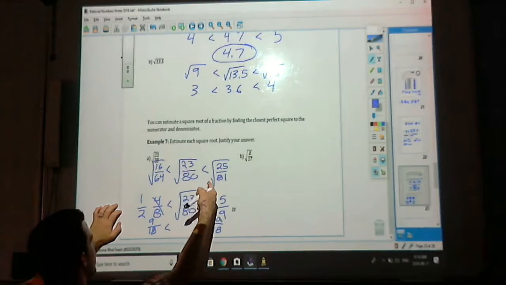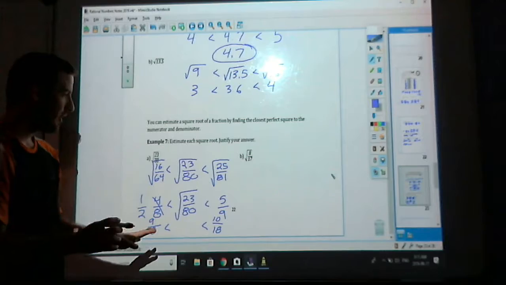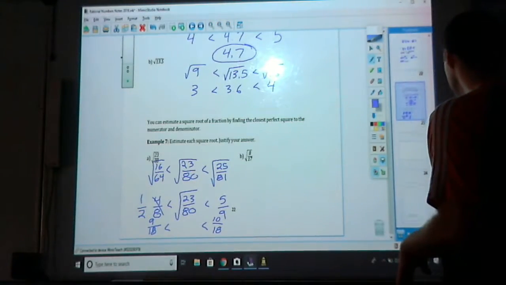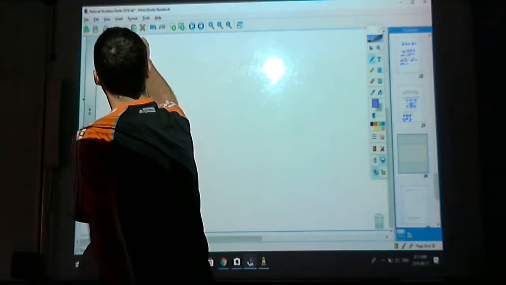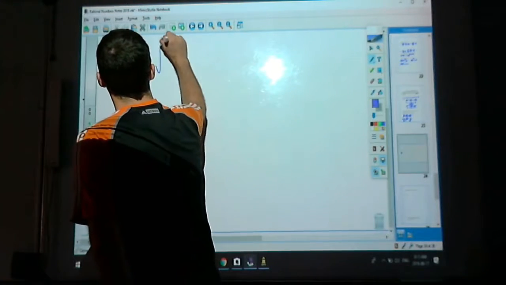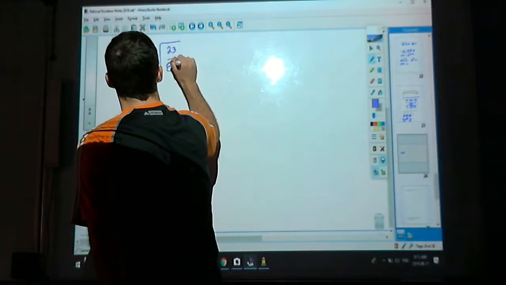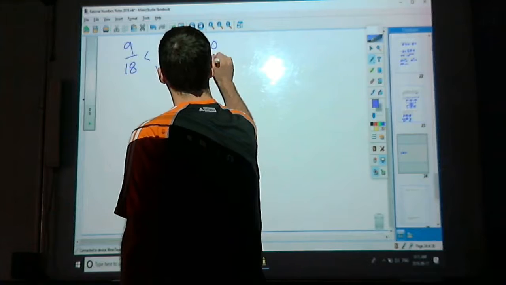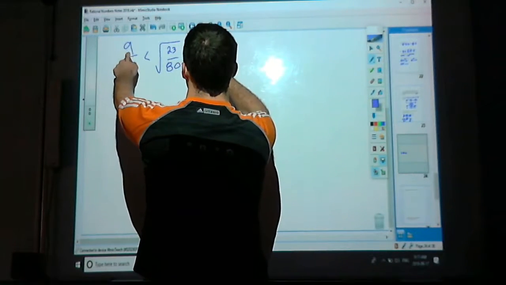Probably pretty close. Okay, so then what we're going to do here, right? We're still not quite where we want to be. I'm going to skip to the next page and just rewrite things a little bit. It complicates it, but that's what we can do. So 9 over 18 is less than the square root of 23 over 80, which is less than 10 over 18. Okay, so to simplify this, right, with the fraction, we can't go anywhere between 9 and 10.